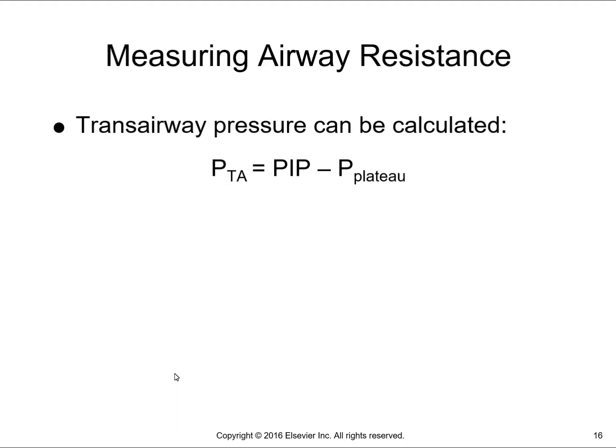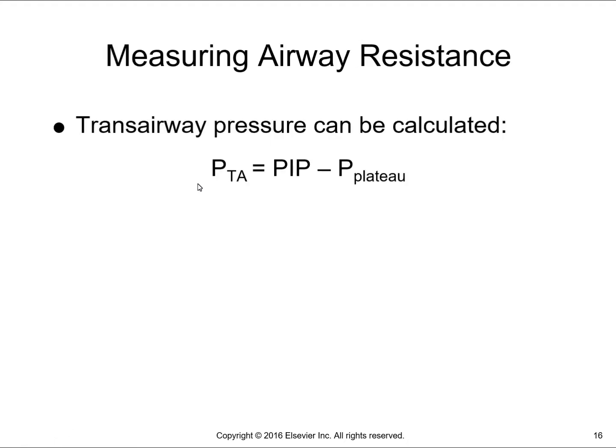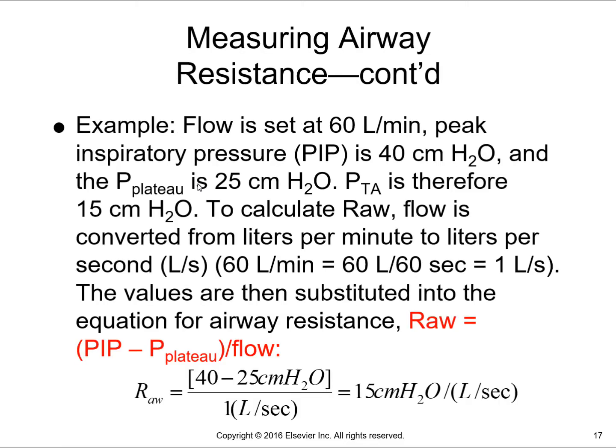So again, here is our trans airway pressure. That just equates to your PIP minus plateau. When we look at the slide before, you're looking at your PTA divided by the flow. We can substitute the trans airway pressure with PIP minus plateau. So when we talk about airway resistance, now it is PIP minus plateau divided by the flow. That's how I remember it. It kind of rhymes. All right, I'm a poet and I didn't even know it.